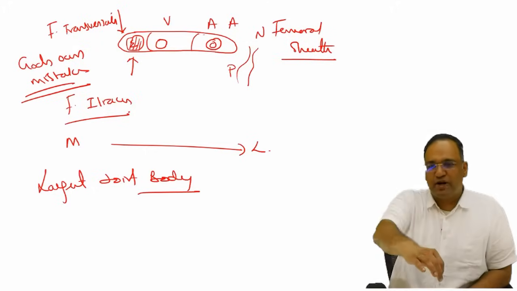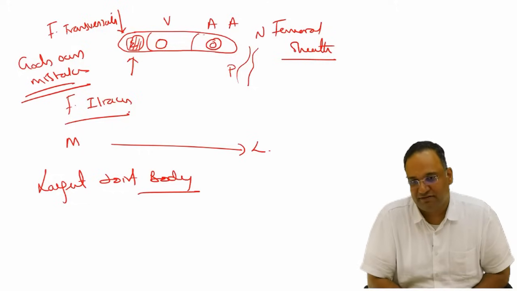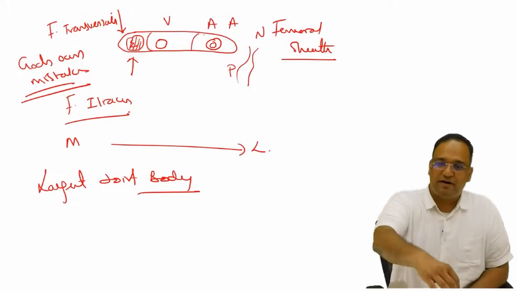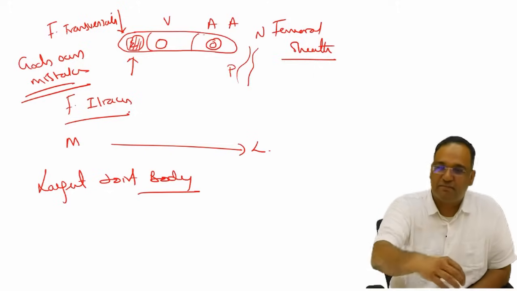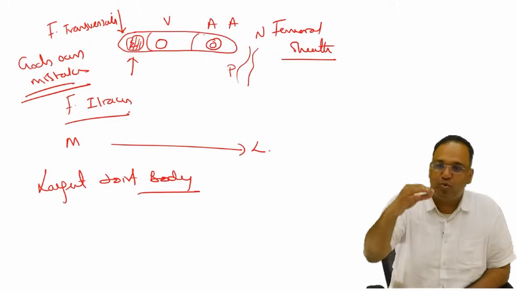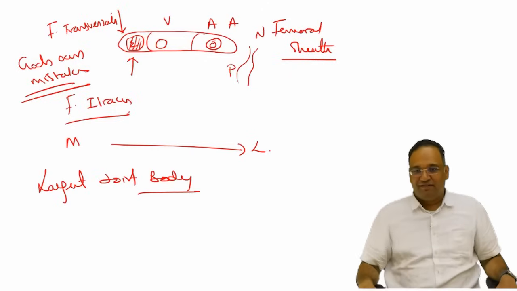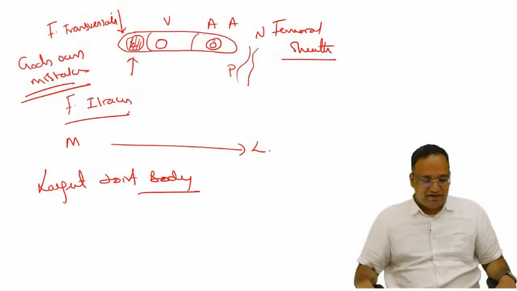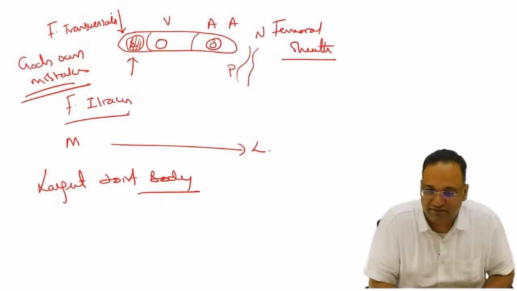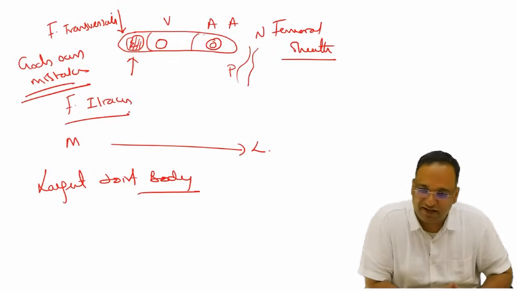The longest cutaneous nerve in the body is the saphenous nerve. The saphenous nerve accompanies the long saphenous vein, and that is a branch of the posterior cutaneous division of the femoral nerve. Can you tell this? What did I tell you? I told you something about the saphenous nerve. Two MCQs I told you about the saphenous nerve. Long saphenous nerve.